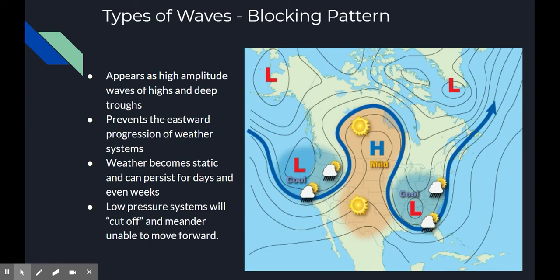An extreme form of waveform action here is what we call a blocking pattern, where you have highly amplified waves and troughs. In this kind of pattern, the west to east progression of storm systems breaks down and they stall out and basically stay in place for several days up to a couple of weeks. These low pressure systems will cut off and just kind of meander and sometimes drift back to the west.